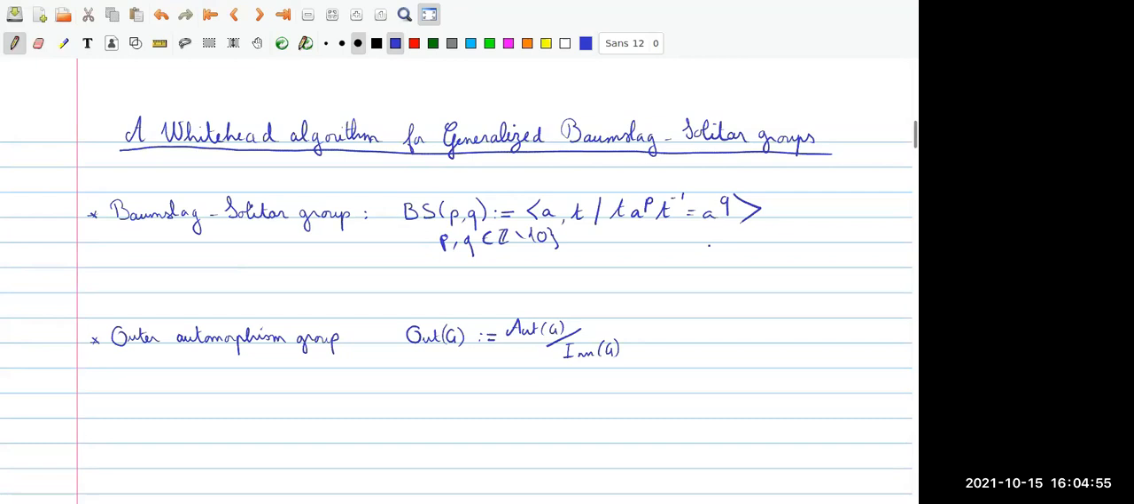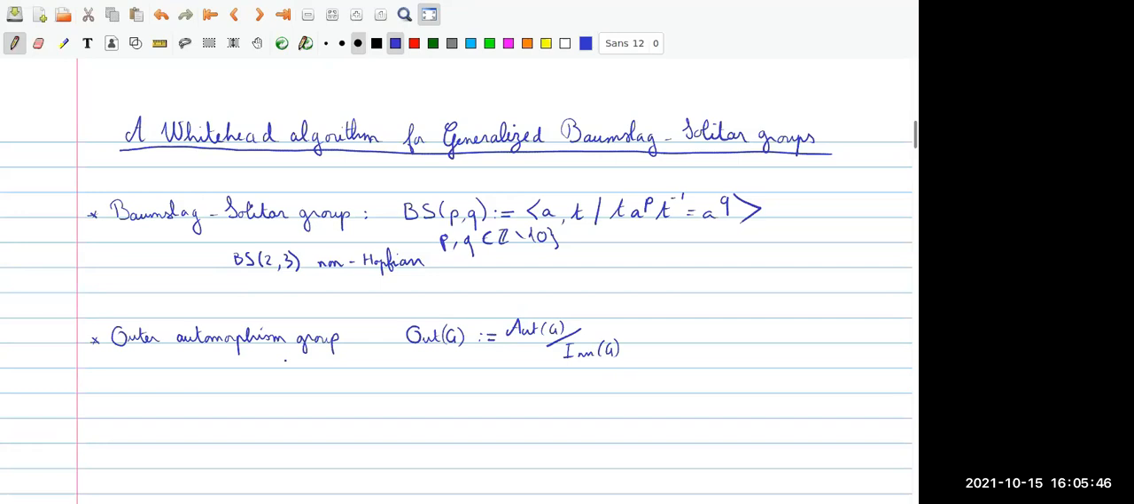Whenever I talk about these groups to mathematicians, they tell me that they give good counterexamples for some property that they study. They were introduced as examples of non-Hopfian groups. They're not all non-Hopfian, but BS(2,3) is non-Hopfian. It means it has a surjective morphism into itself which is not an automorphism. More precisely, I study the outer automorphism groups. The outer automorphism group is defined as the automorphism group quotiented by the inner automorphism group.